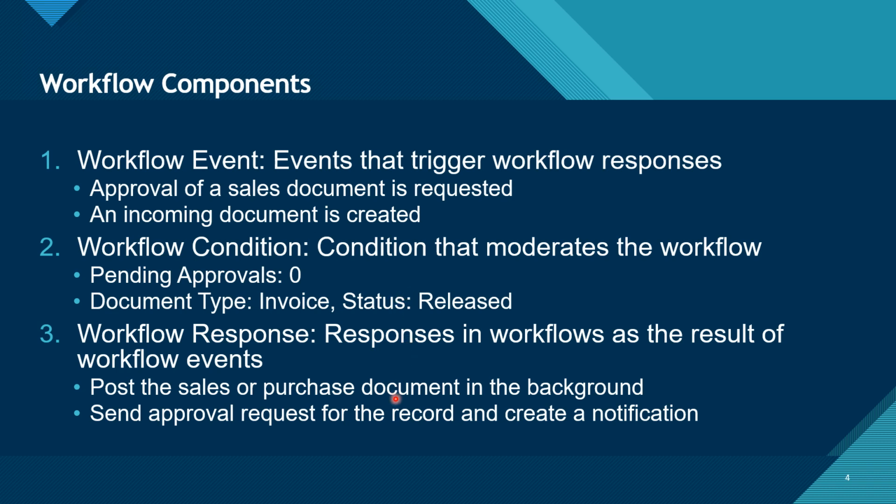Third is workflow response. So first we have understood that the event will trigger. Second is the condition which will be met. Third is workflow response, meaning the responses which will be expected in a workflow, even if it meets the condition or if it does not meet the condition. Example, once the approval request is generated in the system and the approval request entry is approved by the approver, in that case what is the next action? So either we can do the posting of the sales or purchase documents in the background.